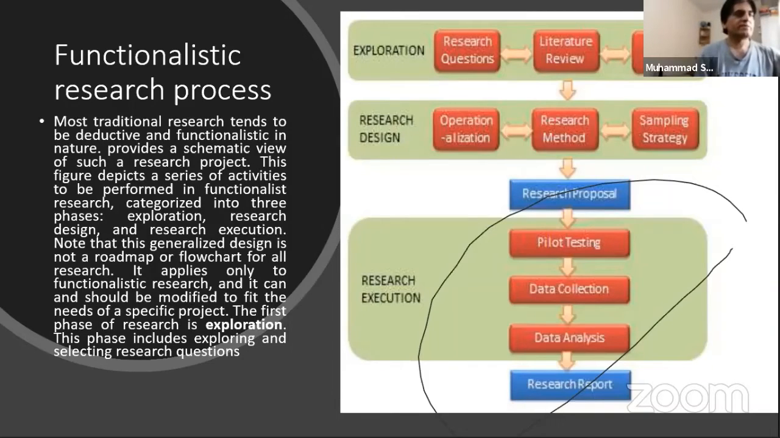So the next phase in the research process is research design. Now we are coming to this point, that is research design. This process is concerned with creating a blueprint of the activity in order to satisfactorily answer the research question identified in the exploration phase. This includes selecting a research method, operationalizing constructs of interest, and devising an appropriate sampling strategy.